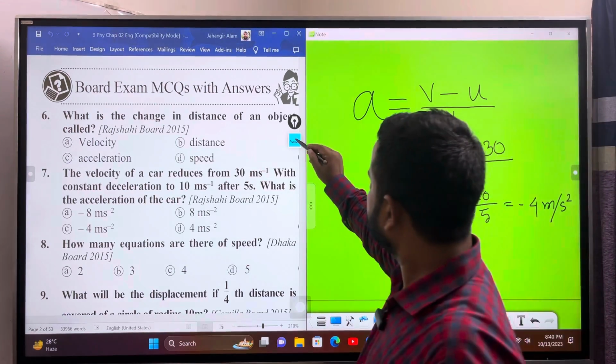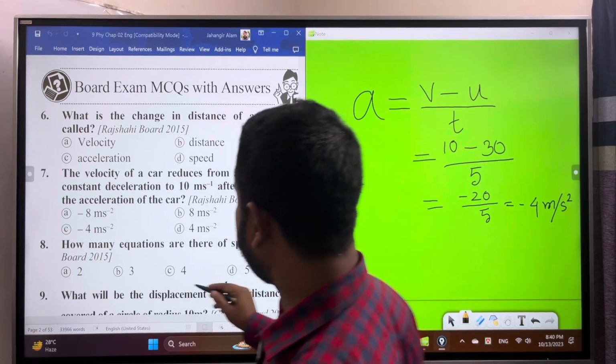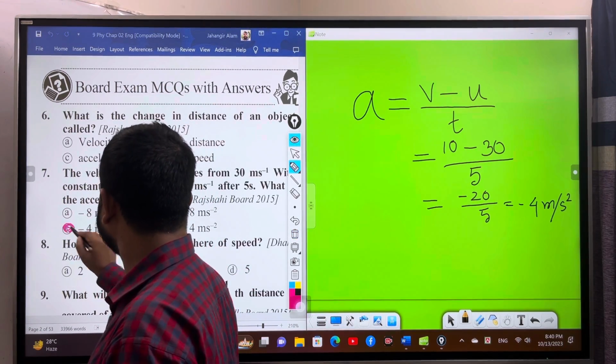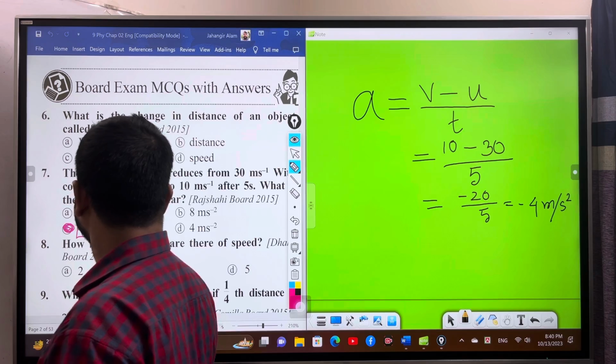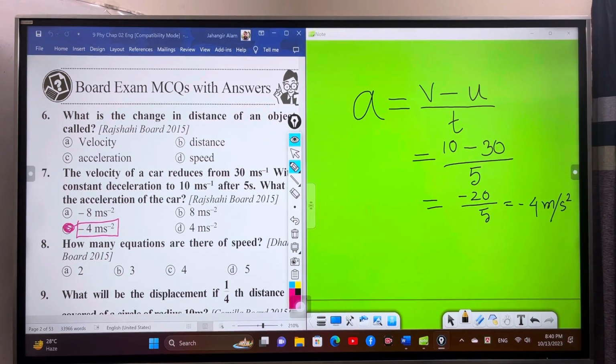So that's why the correct answer is minus 4 meter per second square. So the correct answer is C.